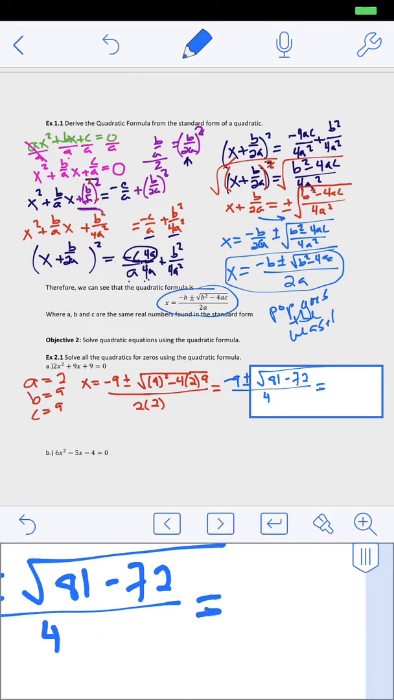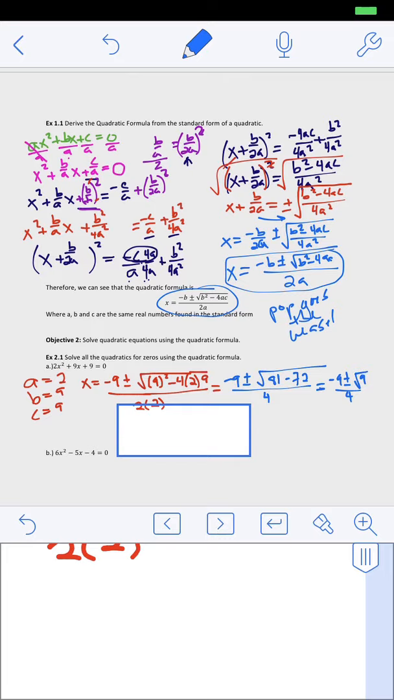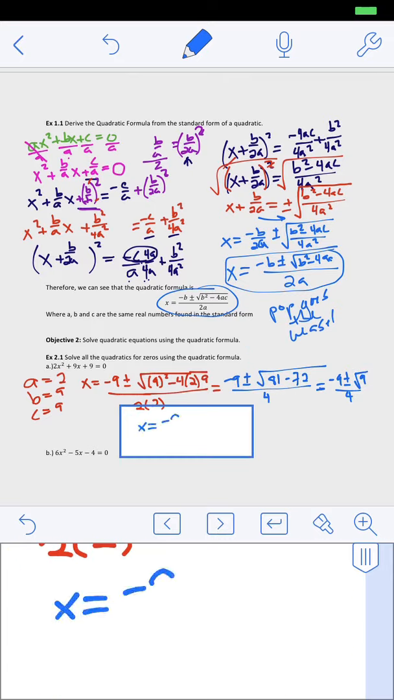Keep going. I'll take care of that minus under the radical. Negative 9 plus or minus the square root. I want to say 9. Yep, 9 over 4. Lucky for us, 9 is a perfect square, so that'll square root to x equals negative 9 plus or minus 3 over 4.